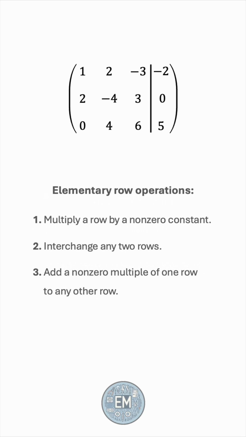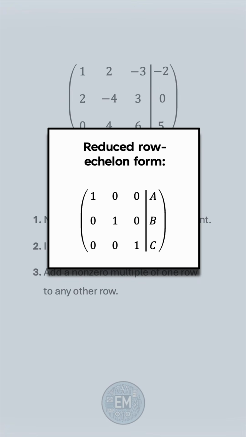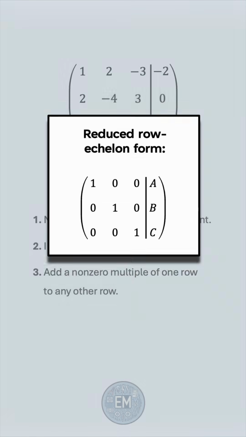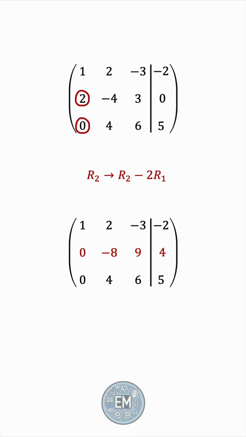We'll apply row operations with the objective of converting this matrix into reduced row echelon form, allowing us to read off the three unknowns immediately. Let's start by making those two entries in the first column 0. The second one is 0, and we can make the first one 0 by subtracting 2 copies of row 1 from row 2. This is the updated matrix.